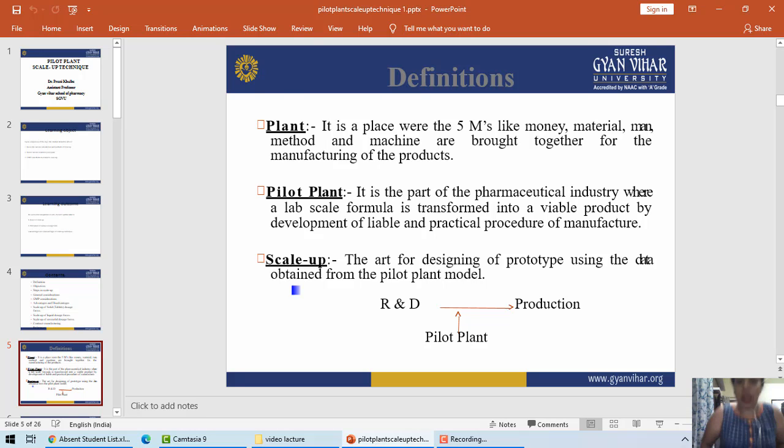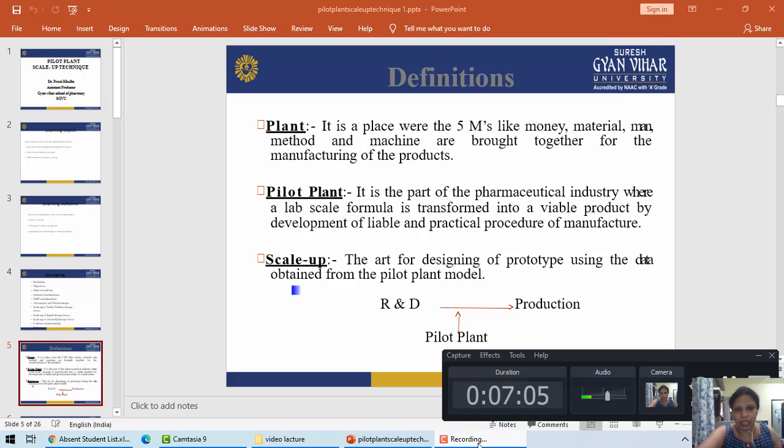So we call it a plant where manufacturing happens, where different products are manufactured at some place. That place is known as a plant. By the definition, the 5 M's are money, material, man, method and machines, which we will discuss in this unit. Okay, so plant is basically this.